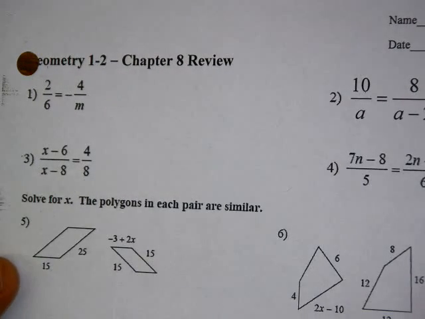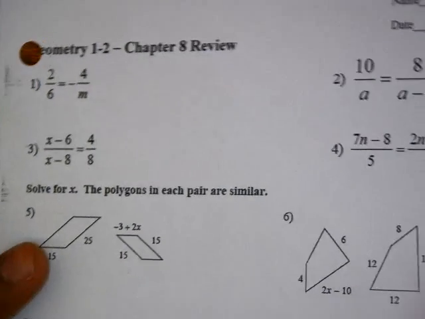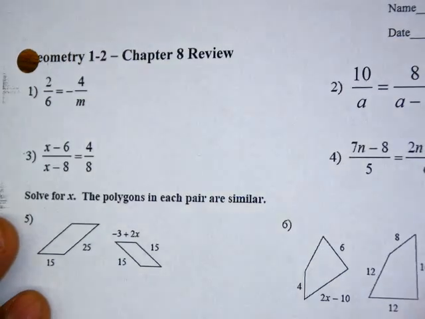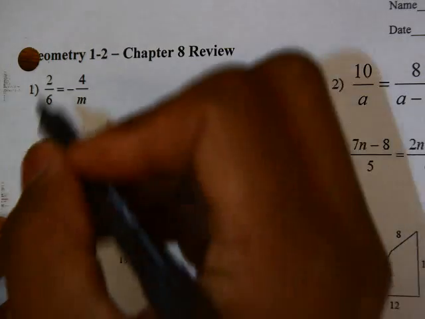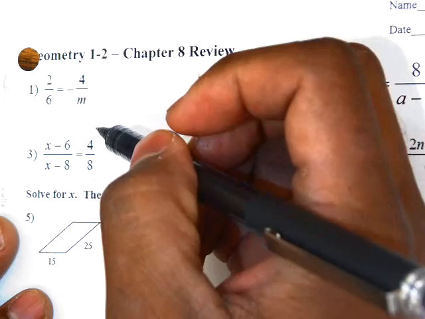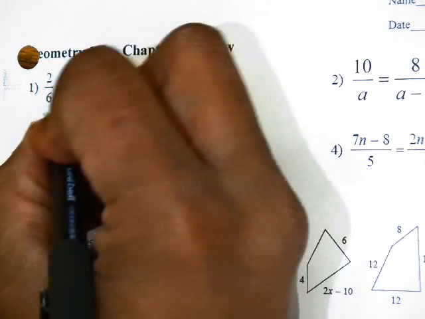Okay, so this is the Chapter 8 review. In 1, 2, 3, and 4, we have proportions to solve. And anytime you have proportions to solve, you cross multiply. And so I have 2 over 6 equals negative 4 over m. Now, the negative only actually just applies to the 4 or the m, but doesn't apply to both. So I'm going to have it just apply to the 4.